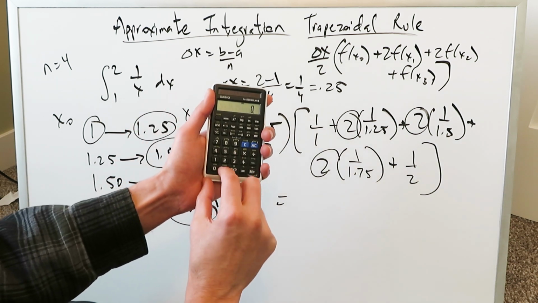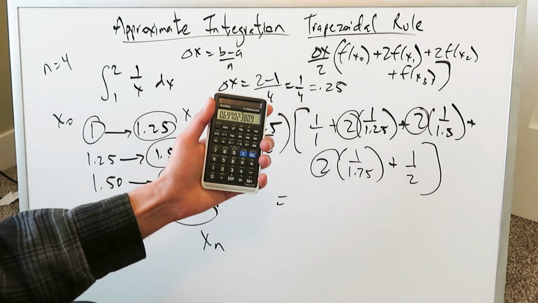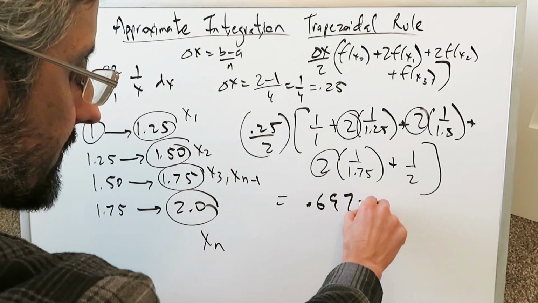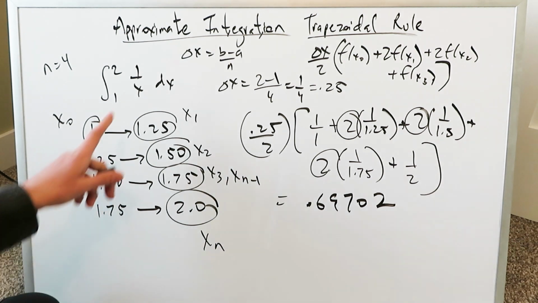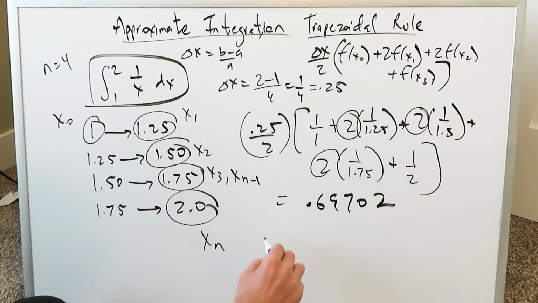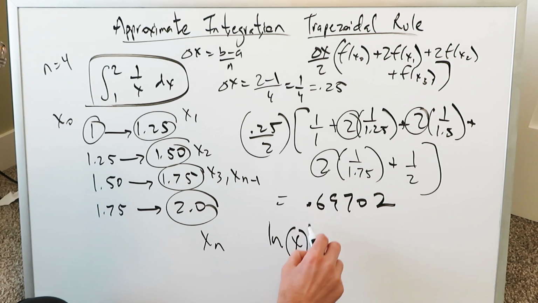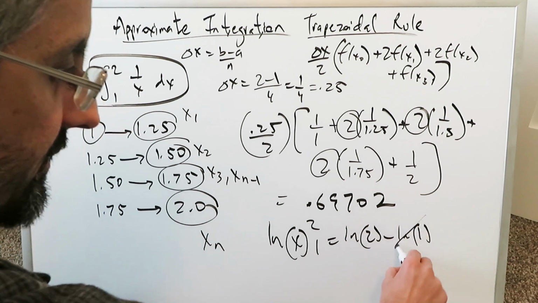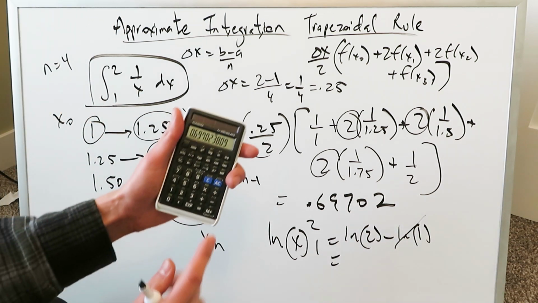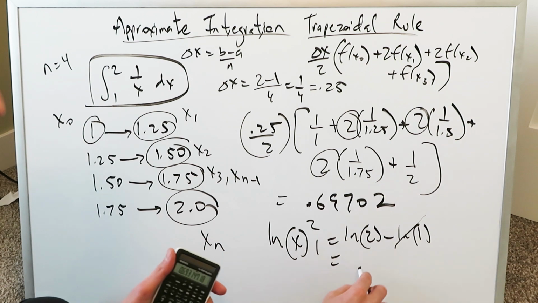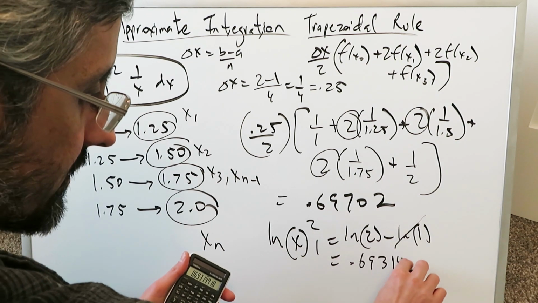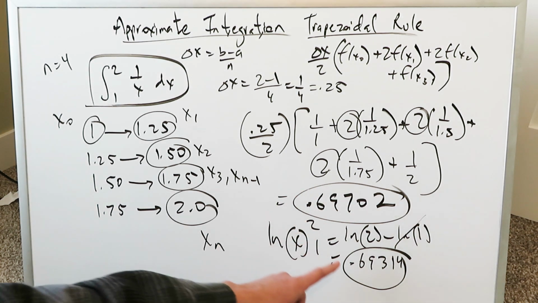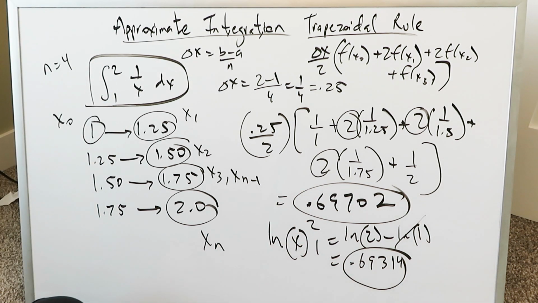multiplied by 0.25 divided by 2, we get here 0.69702. Now if you do this in the traditional format, you have the natural log of x as the antiderivative from 1 to 2. You're doing natural log of 2 minus natural log of 1. This is a 0, so you have the natural log of 2, which is 0.693. But when you're looking at these numbers, you're clearly seeing that this number is larger than this number over here. The actual value is less.